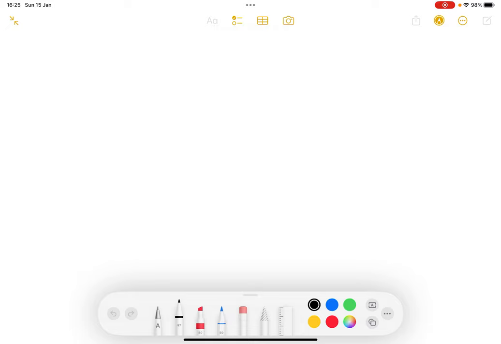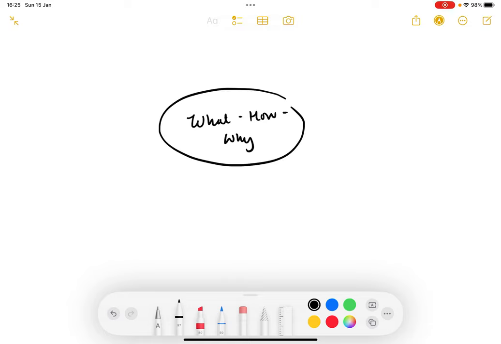So I'm just going to crack on with step 2, which is writing the topic in the centre of the page. So we are looking at what, how, why paragraphs. So that is now written in the centre of my page. I'm just going to circle that as my main topic. The next step is to write out some subheadings. So I am just going to write what here.